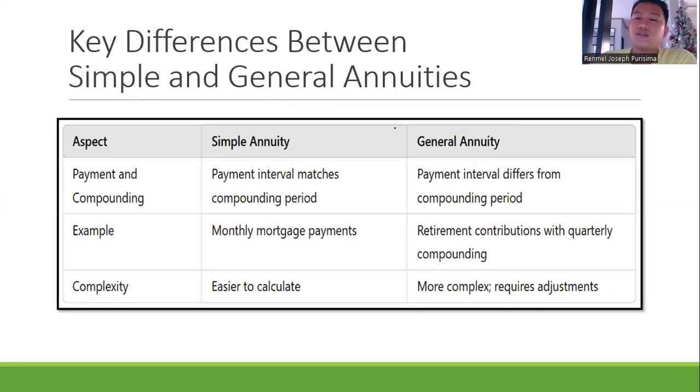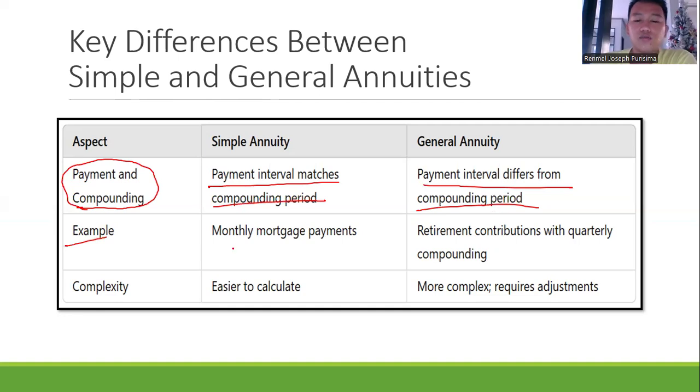What are the key differences between simple and general annuities? Let's emphasize the difference of the two, first in terms of the payment and compounding. For simple annuity, the payment interval matches the compounding period. So again, they are the same. For general annuity, they are different.